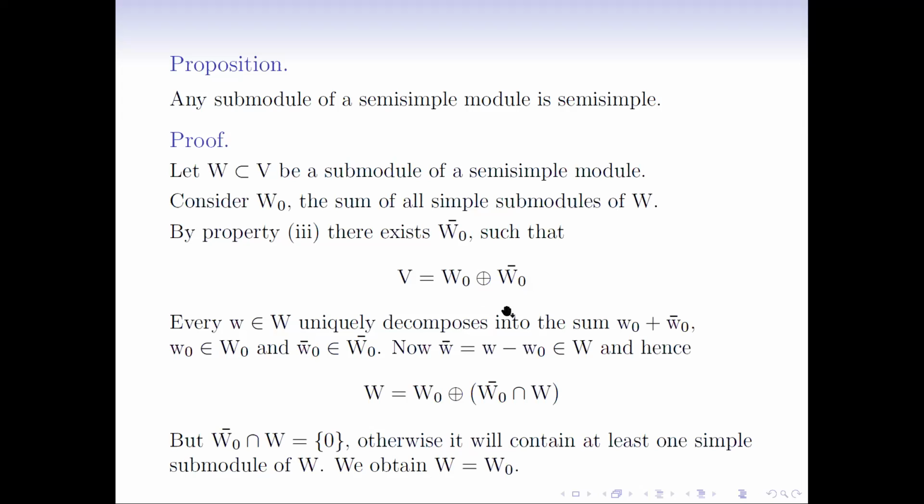And also, if you have a submodule of a semi-simple module, then by the third equivalent property, it has a direct complement. Let's call this W bar, which is again a submodule of a semi-simple module, and it is also semi-simple by the same proposition. But this complementary submodule is isomorphic to the quotient V by W. It means that not only every submodule, but also every quotient is semi-simple.